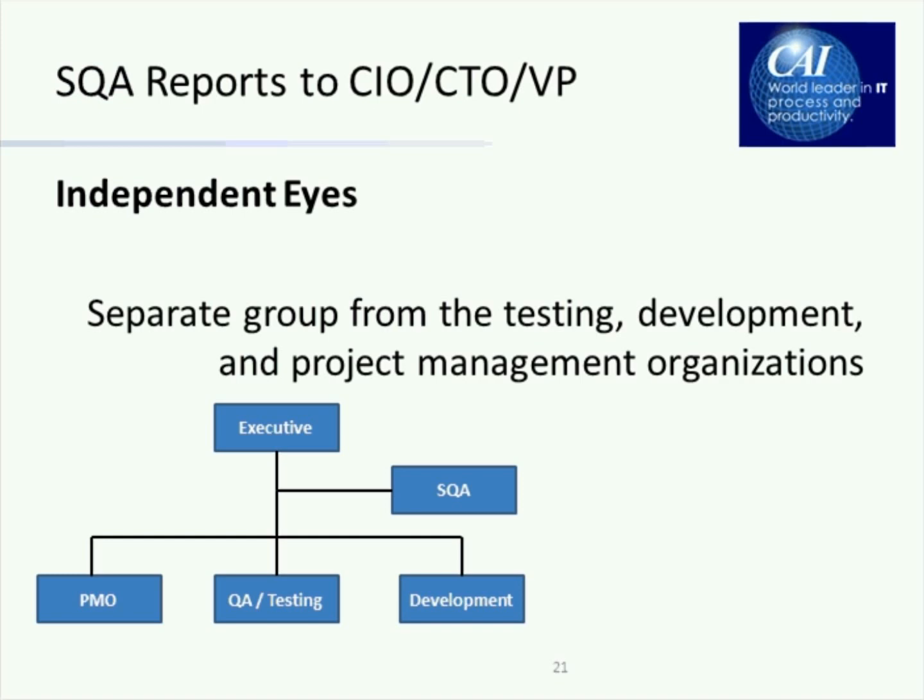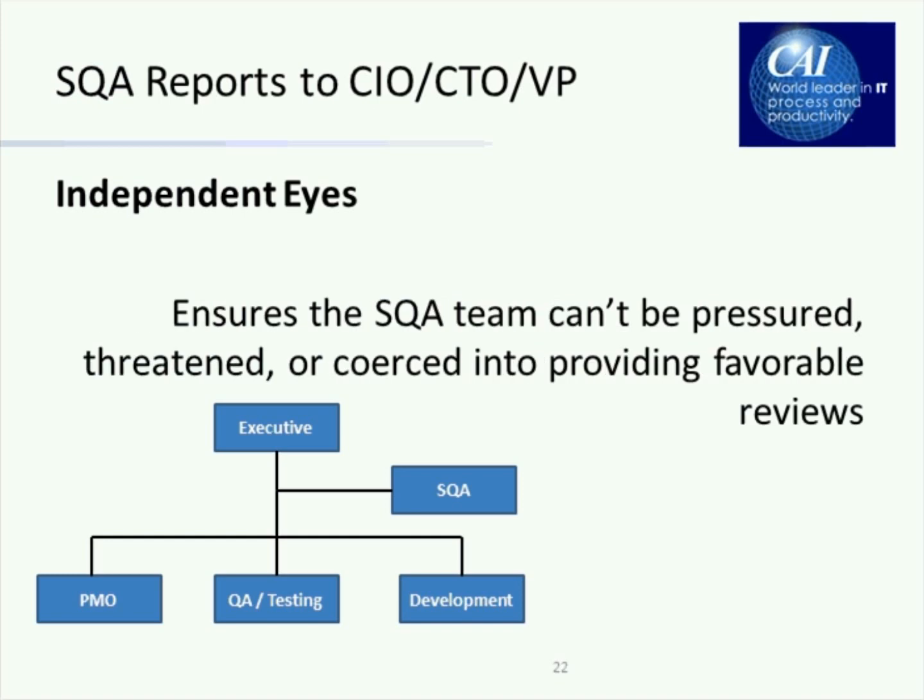So SQA teams should report to an executive, somebody like a CIO, a CTO, a VP. It's a separate group from testing, separate from development, and separate from the project management organizations. You can see we've got a sample org chart here with SQA teams out to the side, reporting independently to the executive. This type of reporting structure ensures that the SQA team can't be pressured, threatened, or coerced into providing favorable reviews.